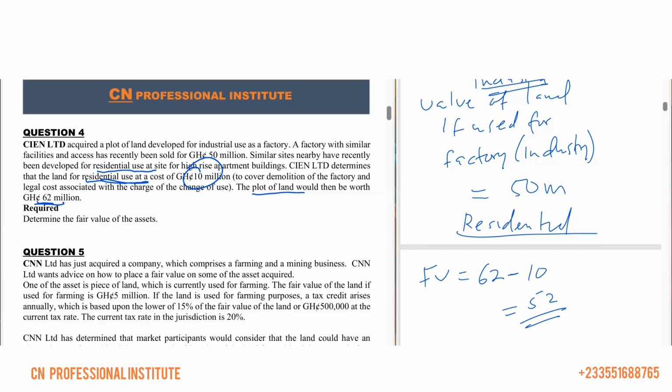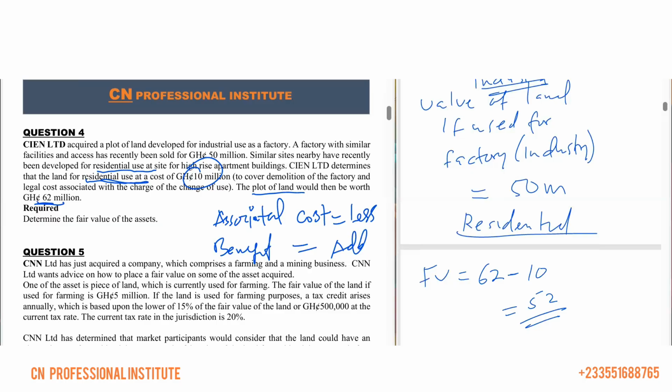If there's any associated cost of change of use, let me write it so that you put it there. If there's associated cost of change of use, you less it from the fair value. If there's a benefit, you add. We'll be solving a complex question. This question 5 like this has some benefits element. So we will work that one out.